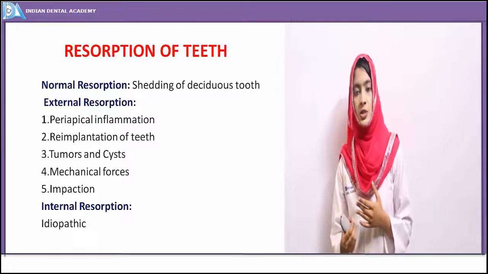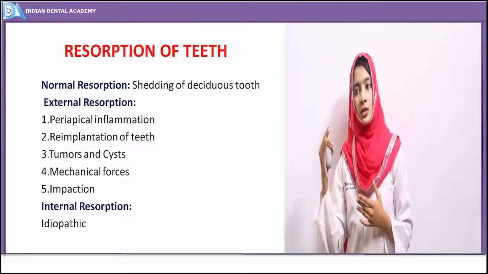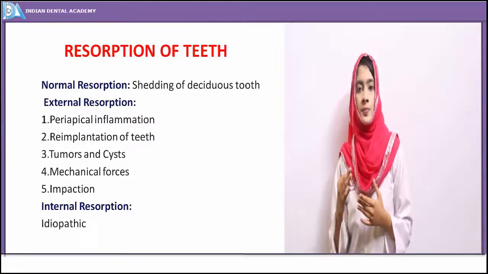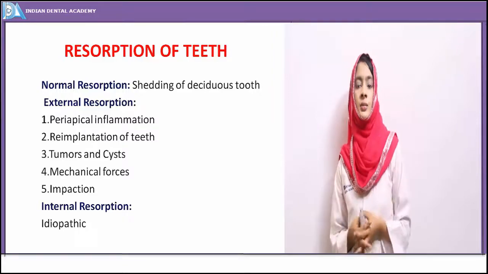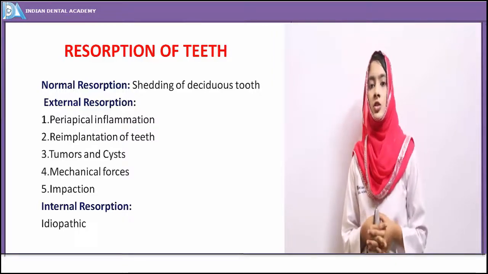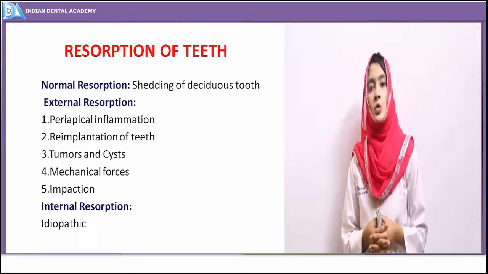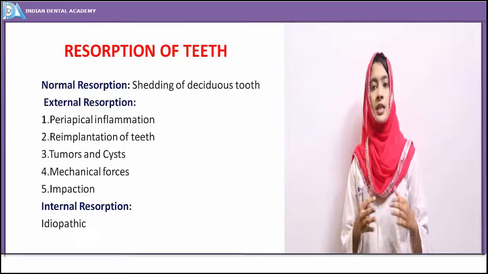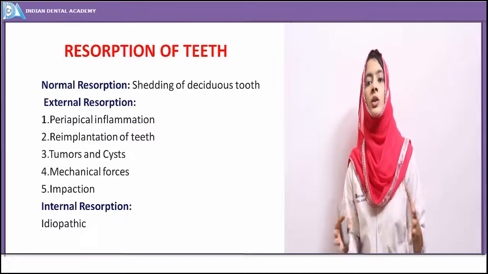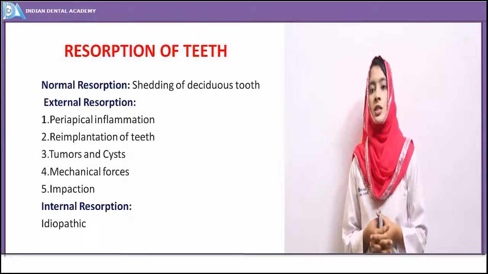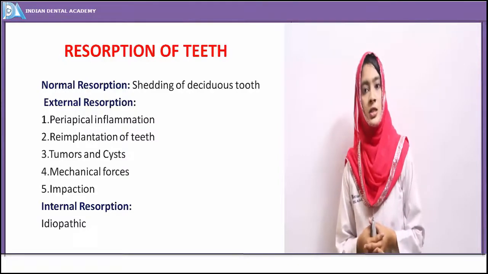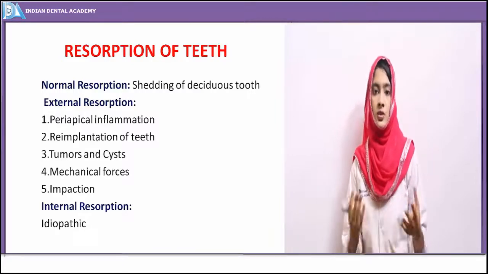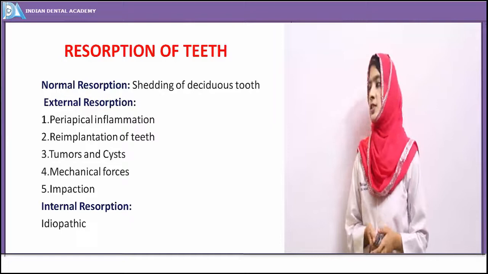If the resorption begins either on the periodontal surfaces or the periapical surfaces because of periapical inflammation, it is known as external resorption. If the resorption begins centrally in the tooth without any obvious cause, it is known as internal resorption. There is also idiopathic resorption of the tooth, because it occurs without any specific cause.